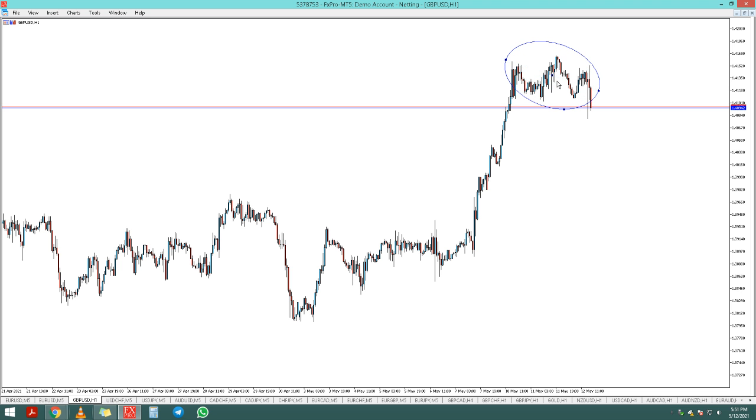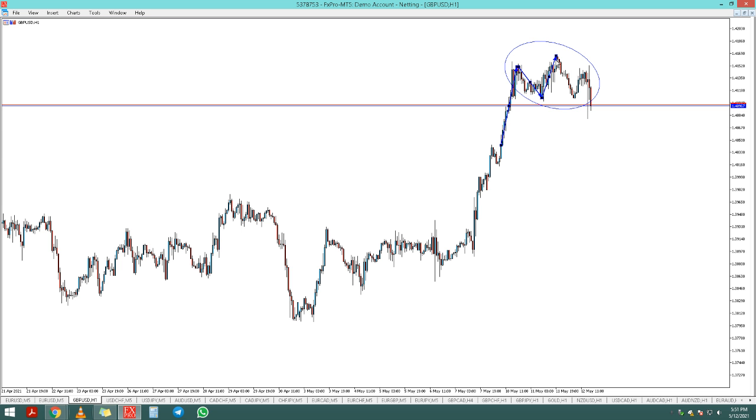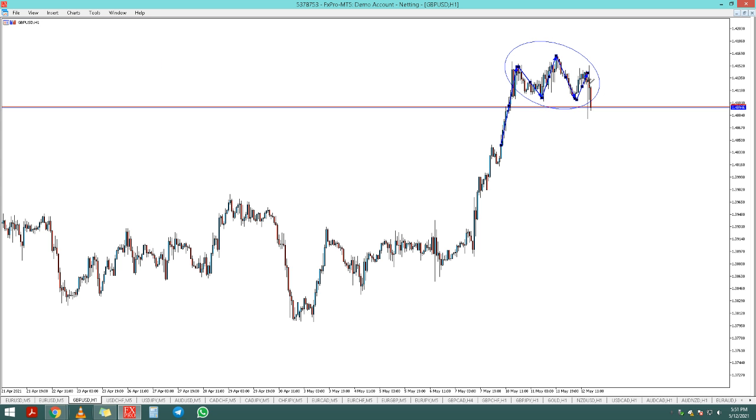So this one we call the head and shoulders pattern. If you look at it very well, it looks like the structure of a human being. So this is the left shoulder. See this? Then this is the head. It protrudes slightly above both the right and the left shoulder. Then we get a drop, and then we get the right shoulder. So this is what we call the head and shoulders pattern, and it is a reversal pattern.